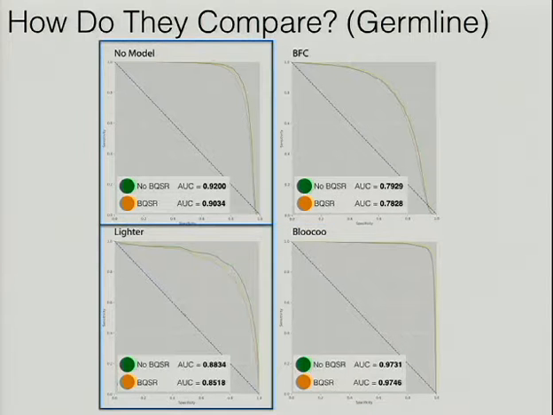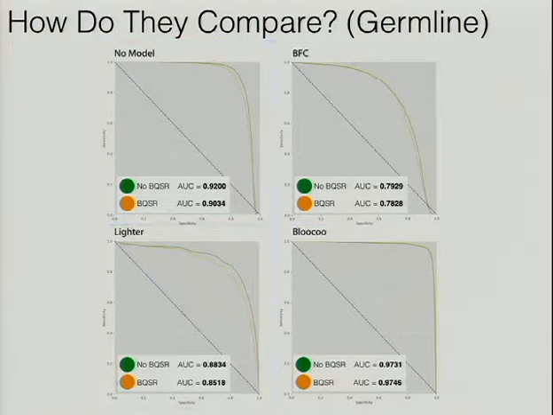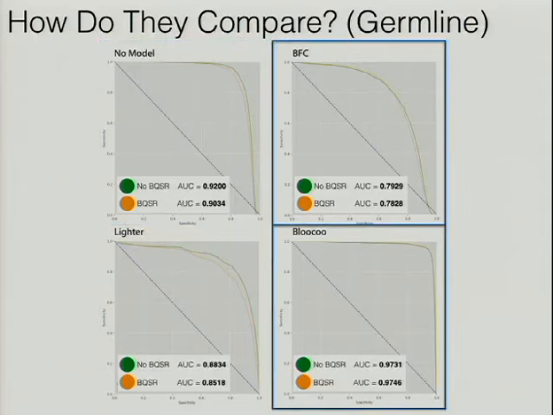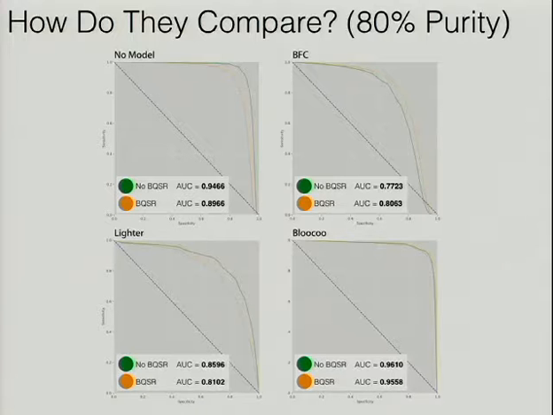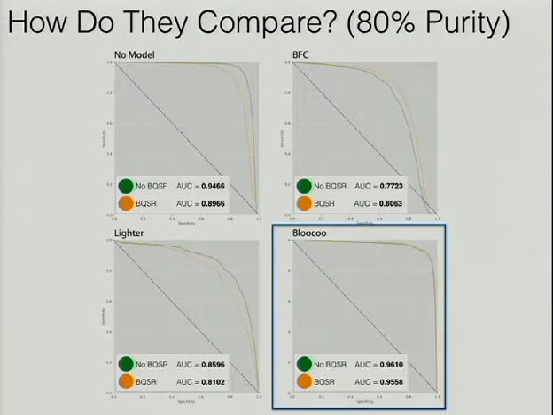And then we also see in the germline data the first evidence that background error models can mitigate the effect of the base recalibration entirely in BFC and BlueCoo. For the 80% purity set, BlueCoo exhibited the best performance with comparable no BQSR and BQSR conditions again. The AUCs here were 0.9610 and 0.9558 respectively. BlueCoo was also an exception in that it was the only background error model that mitigated the effects of BQSR in this data set.